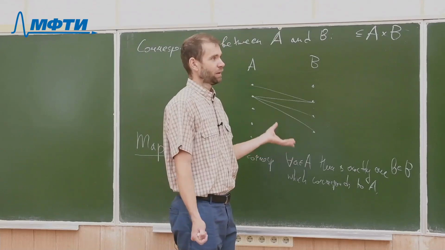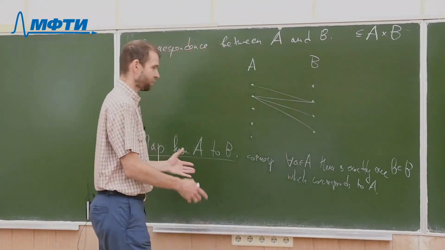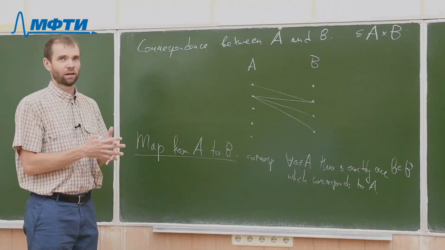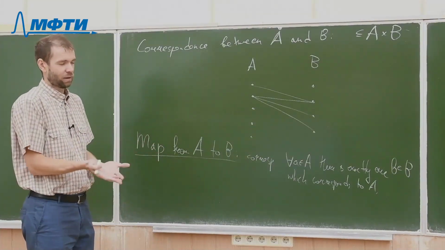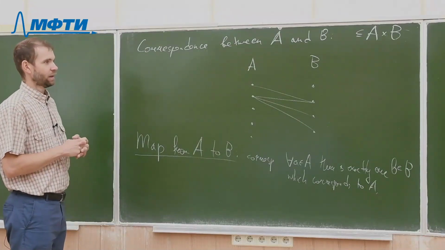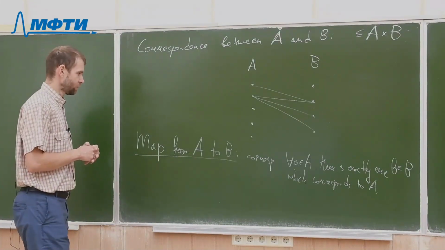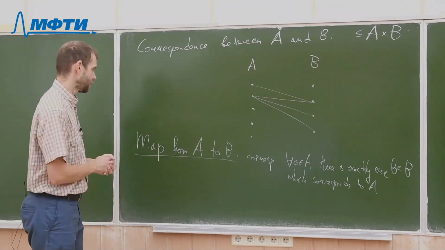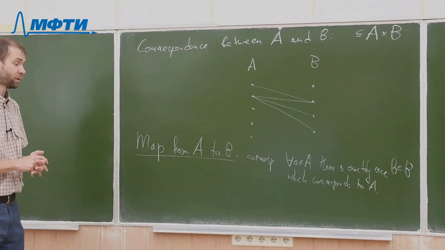Okay, so any function is a map. Actually, a map is the same word as basically function. They are synonymous. So this is also called a functional correspondence. A map is also called a functional correspondence.